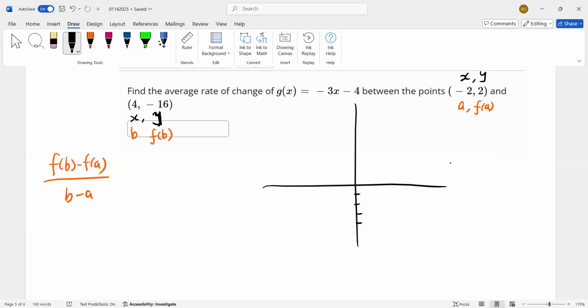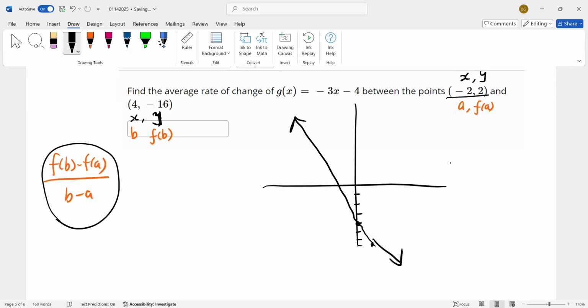So is it -3 or no, that's not right. Okay, sorry. y equals mx plus b. We'll go down 1, 2, 3. So this is a straight line. One point is -2, comma 2. So we have 2 points on the line. And this actually is just the slope. The average rate of change for a straight line is just the slope.